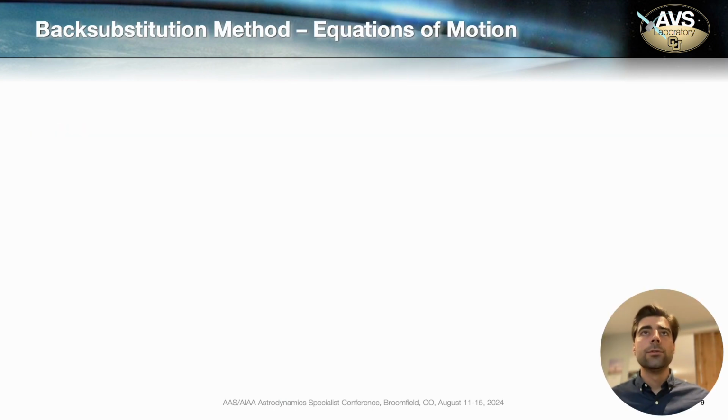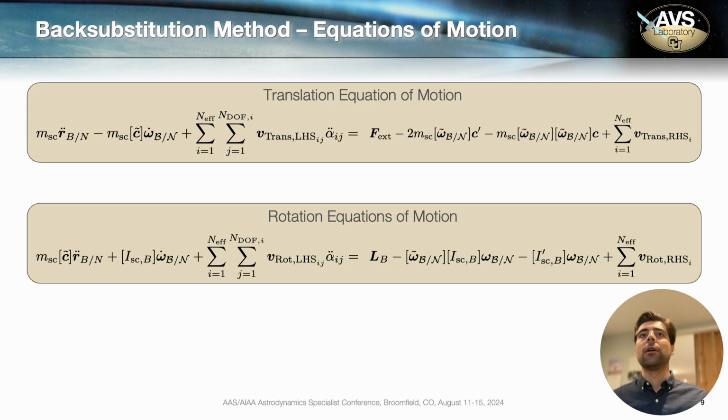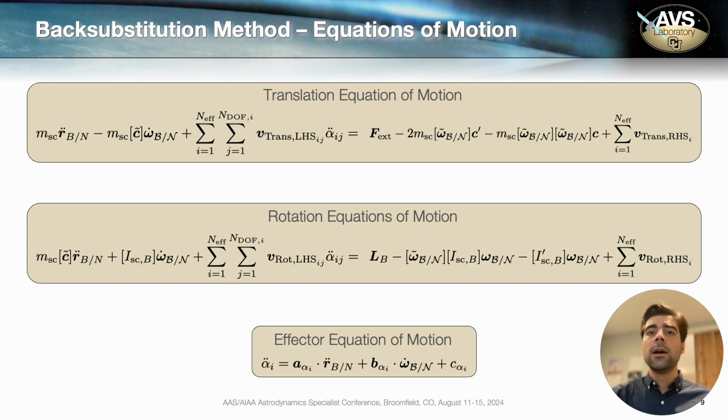So going back to the mathematics behind our back substitution method and looking at what we're actually changing at the mathematics level to enable this, we can start by looking at our overall translational and rotational equations of motion for our total spacecraft, which at first looks like a lot here, but we can see some familiar terms on the left-hand side: r double dot bn, omega dot bn, and alpha double dot summed over all of our components. So all of our accelerations we see here on the left-hand side. And then on the right-hand side of these equations, we see our external forces and torques applied to our spacecraft and some cross-coupling terms.